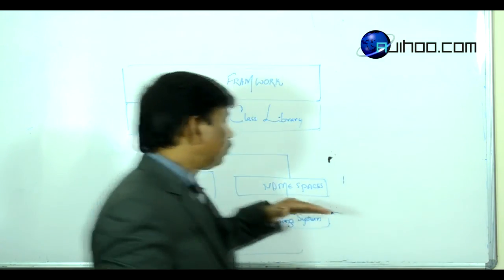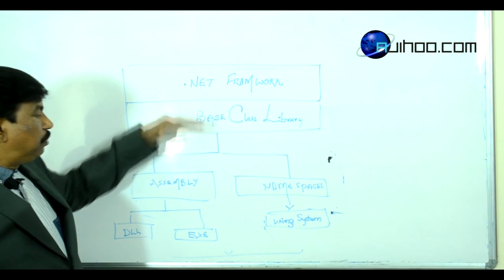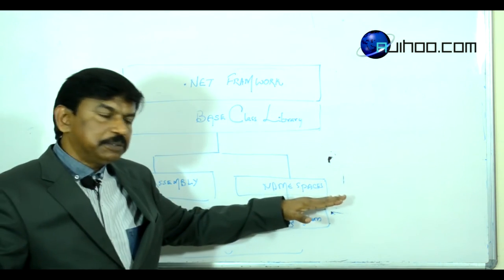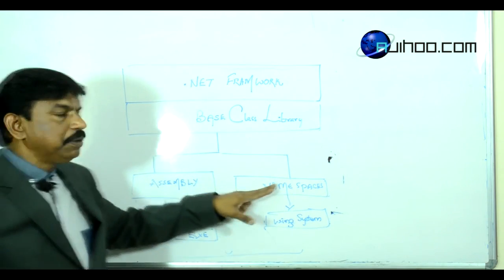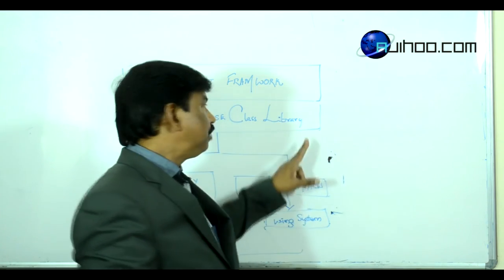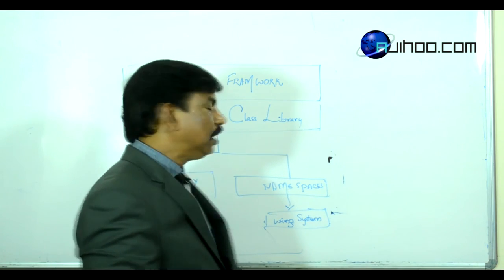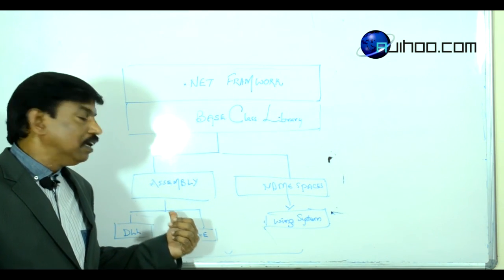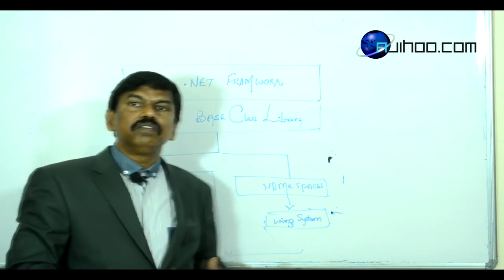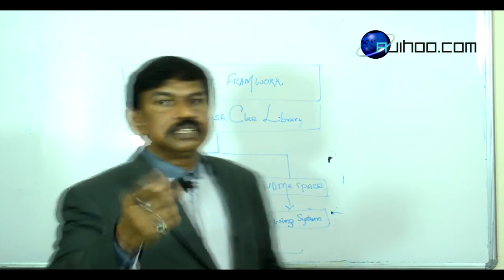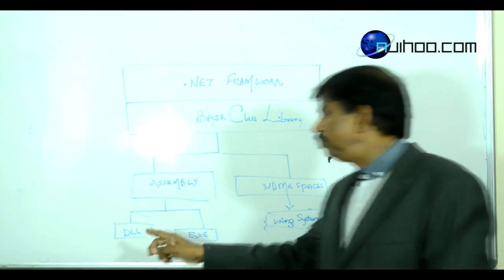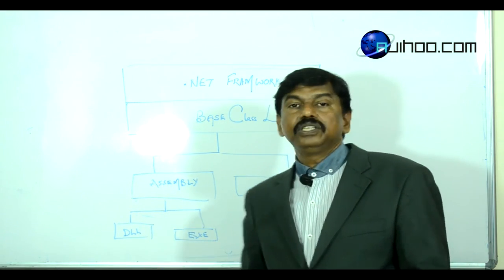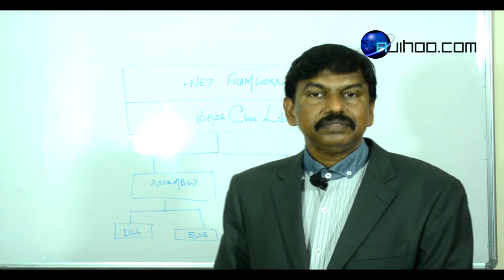Okay, so base class libraries are divided into two types, assemblies and namespaces. Namespaces are predefined classes defined by the .NET framework, and the second one is assembly. Assembly will be defined by the users while they are programming. These assemblies can be divided into dynamic link libraries and executable files.